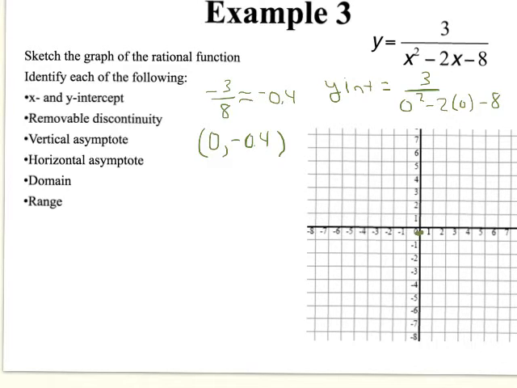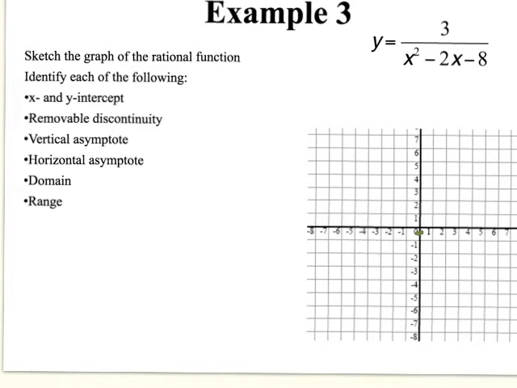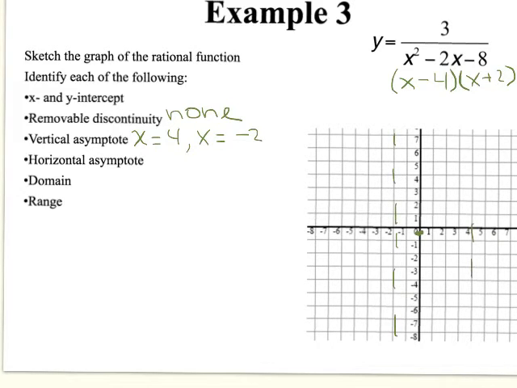Let's go ahead and take a look at the next thing. So we got the x and the y-intercepts. Let's take a look at the removable discontinuity. In order to do that, we factor the numerator and denominator, in this case just the denominator. Notice nothing cancels out with the numerator, so none. The vertical asymptote I get from the denominator that I just factored, so x equals 4, x equals -2, so I draw my asymptotes. Those are my vertical asymptotes, don't cross those fences.